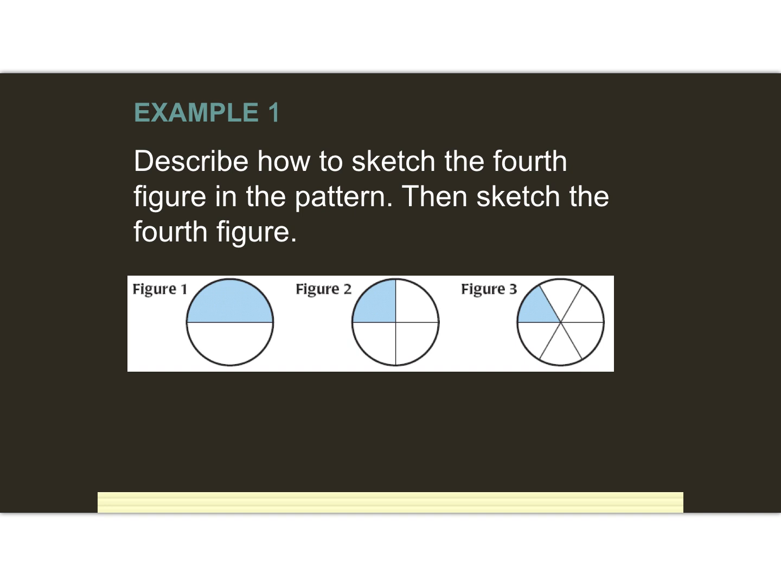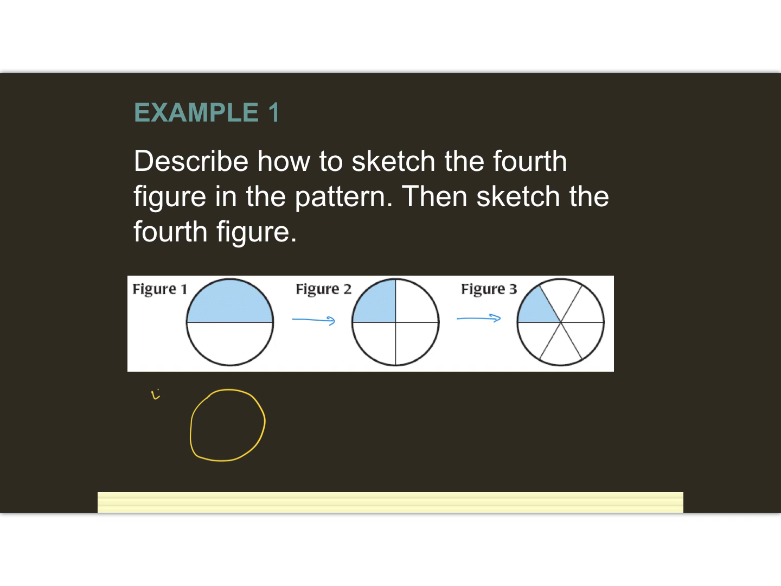I'm trying to identify the pattern of how we get from figure 1 to figure 2 to figure 3, and then what might a figure 4 look like, right? And so I have to figure out what the pattern is, and then what conclusion can I make. So I'm going to be using inductive reasoning.